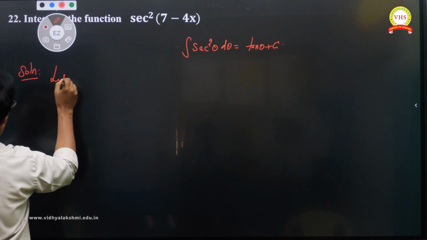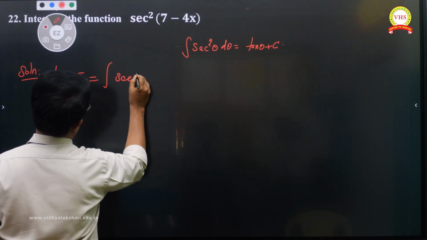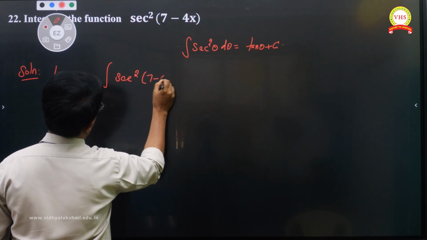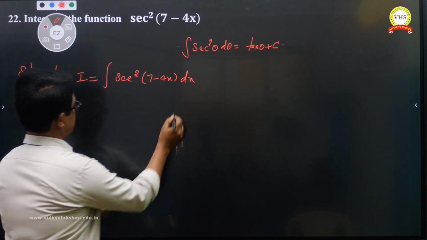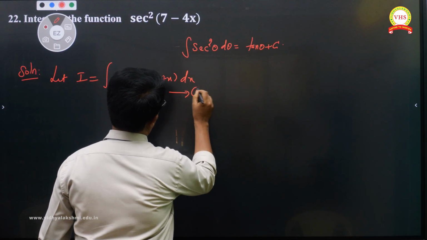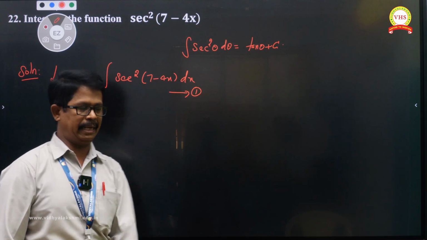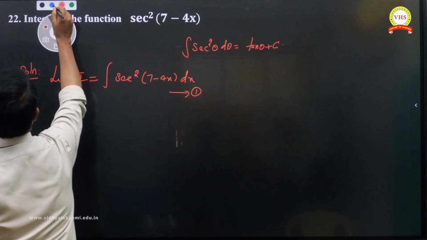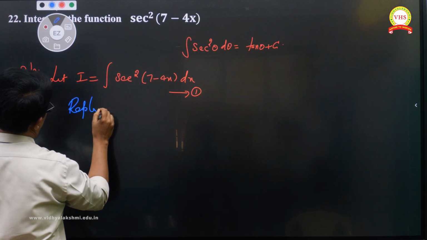Let the integration I equal the integral of the given function. What is the given function? Secant square of (7 minus 4x) into dx. Now, the integration is in terms of secant square, no issue about that, but there is an algebraic term in the theta place. Now we are going to take the theta value here and replace it.